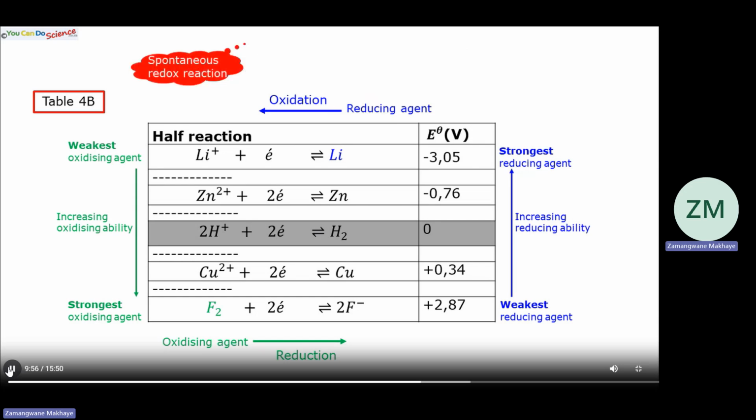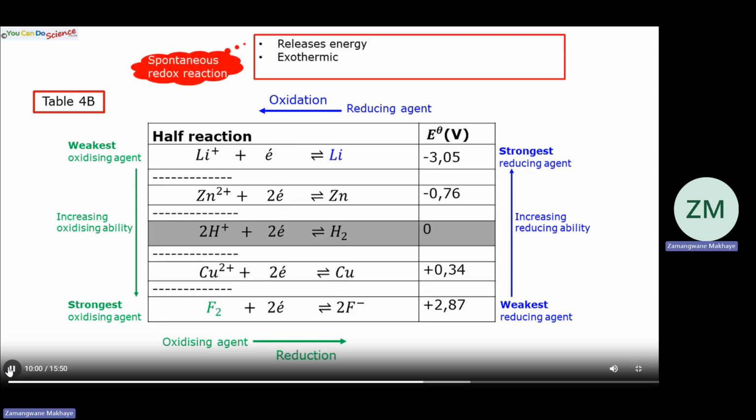A spontaneous redox reaction releases energy. For this exothermic redox reaction to take place, a strong oxidizing agent must react with a strong reducing agent. Any reaction will take place spontaneously if the oxidizing agent is bottom left and the reducing agent is at the top right. So lithium will react spontaneously with fluorine gas.